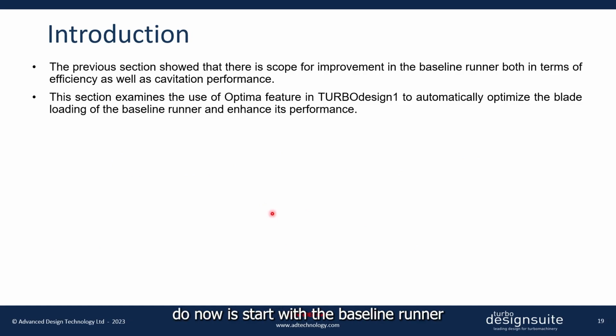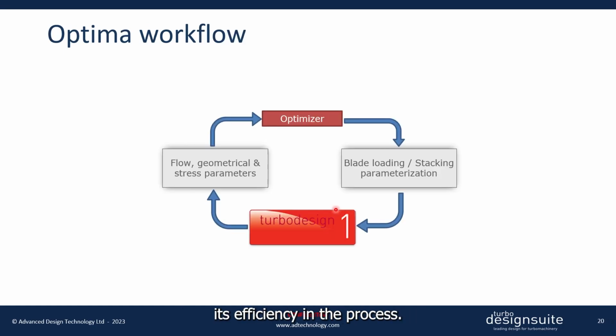What we're going to do now is start with the baseline runner and see if we can optimize this using automatic optimization in Turbine 1 in order to remove the possibility of cavitation and improve its efficiency in the process. And here is the workflow used by the optimization, where the blade loading and stacking parameters are used to generate the blade shape in Turbine 1, and then the resulting performance parameters are fed into the optimizer, which basically applies MOGA to drive the solution towards the optimum design.